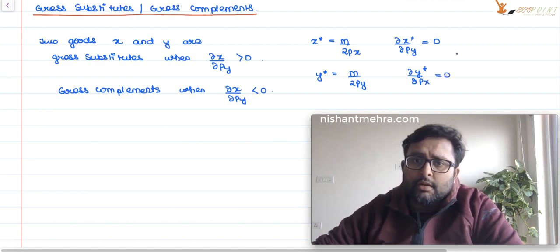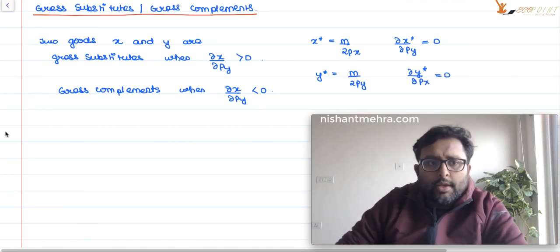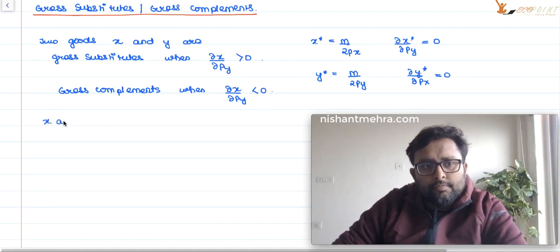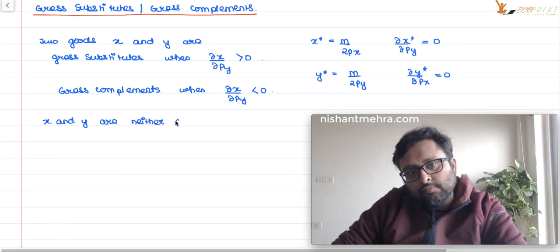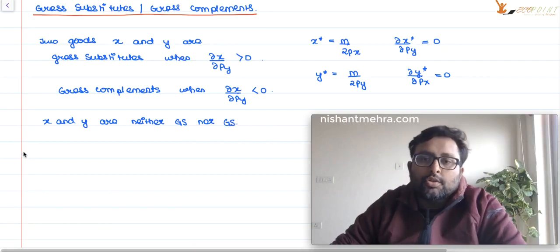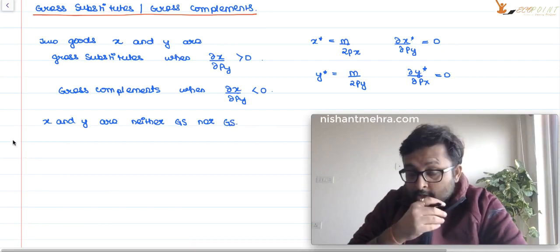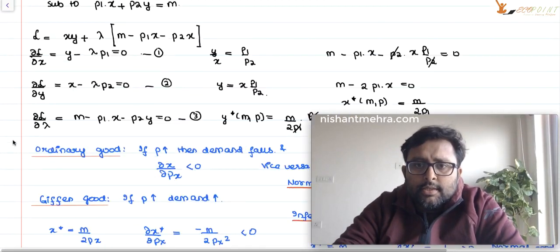So it means that x and y are independent, or you can say x and y are neither gross substitutes nor gross complements. Okay, what else is left?